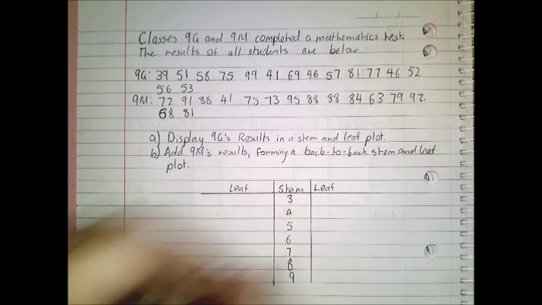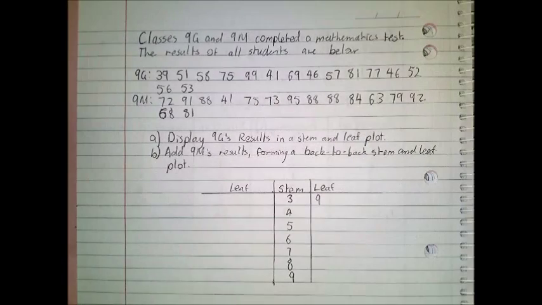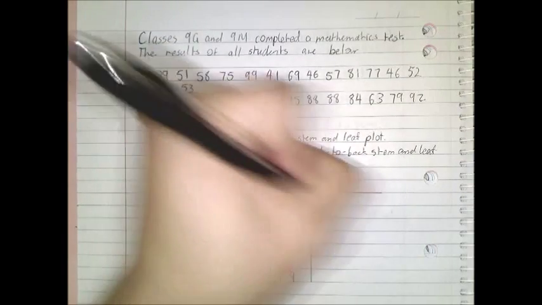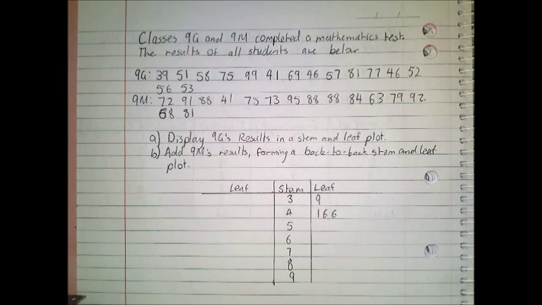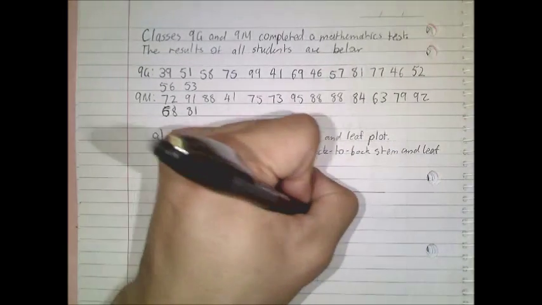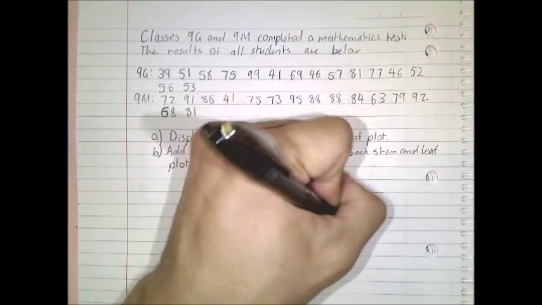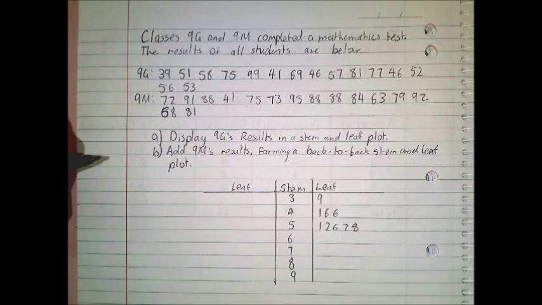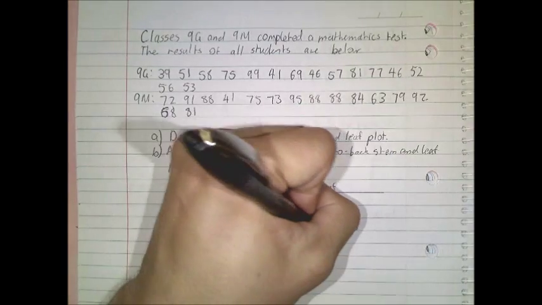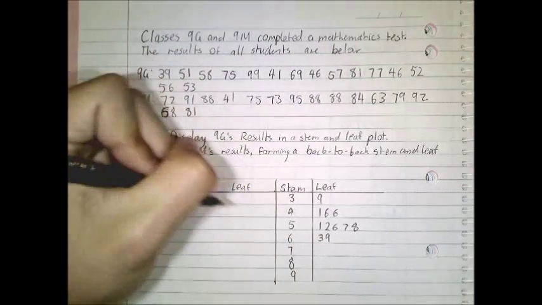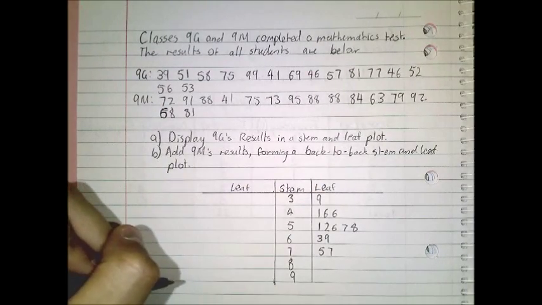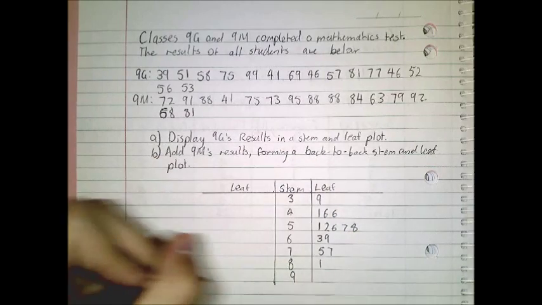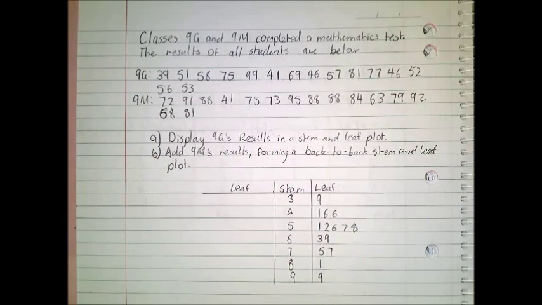So there's an entry of 39 for 9G's class. In the 40s, there's an entry of 41, and there are also 2 46s, so we include that twice. For the 50s, there are entries of 51, 52, 56, 57, and 58. So they're all included in our leaf section. For the 60s, there are entries of 63 and 69. For the 70s, there are entries 75 and 77. For the 80s, there's one entry of 81 and also an entry of 99.